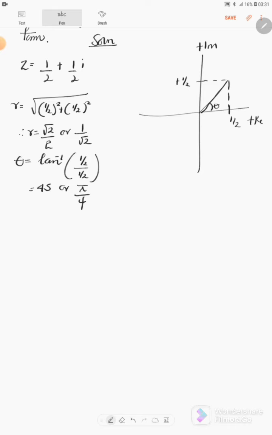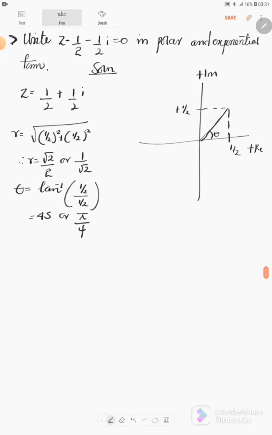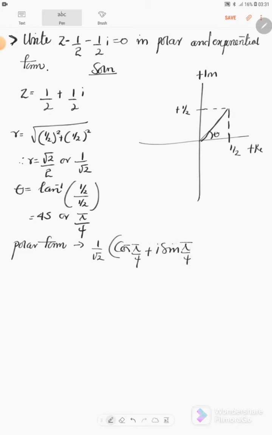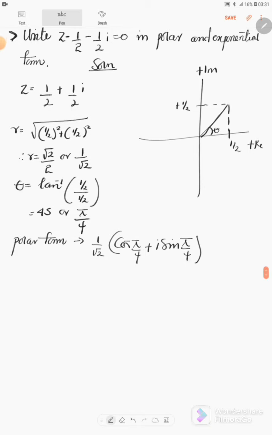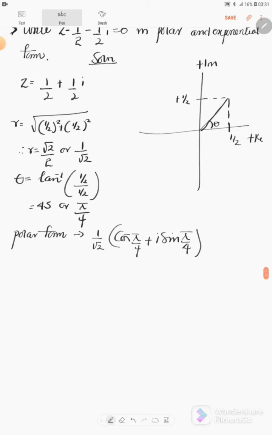Okay, now let's find our polar form. Polar form, our r is 1 over root 2, open bracket, cos pi over 4 plus i sine pi over 4. Okay, it's sine, not sin. Okay, too much anime. That's sine pi over 4.